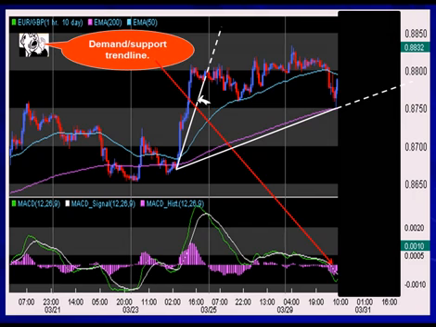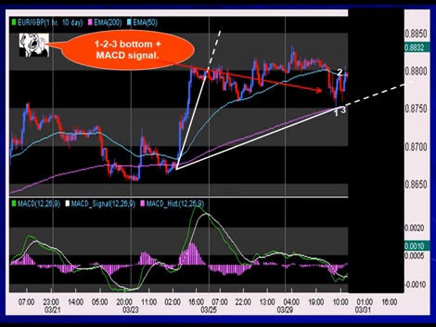This was a demand or support trend line back here, broken right here. We're looking to buy the dips in the uptrend, not sell the rallies. And this is a good buy point, confirmed by MACD punching up through its trigger lines.